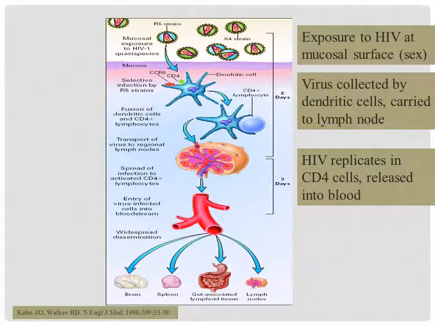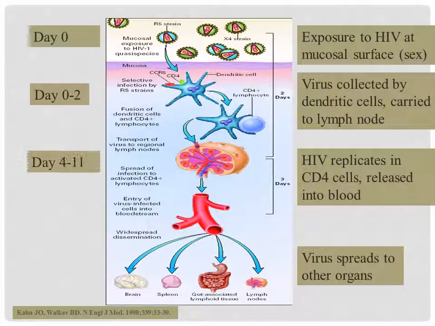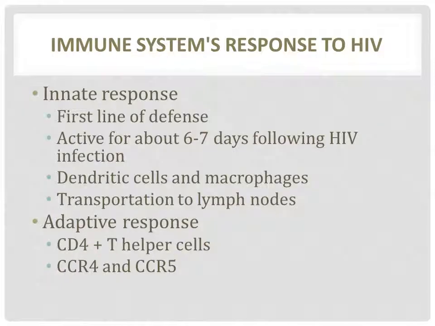For most other foreign particles, this results in destruction. But because the HIV virus targets the CD4 cells in the lymph nodes, it compounds matters for the individual. And so the HIV now uses the CD4 cells to propagate itself, and then you have the virus spreading to other organs. And all these occur within the first 11 days, in 2 weeks of exposure.